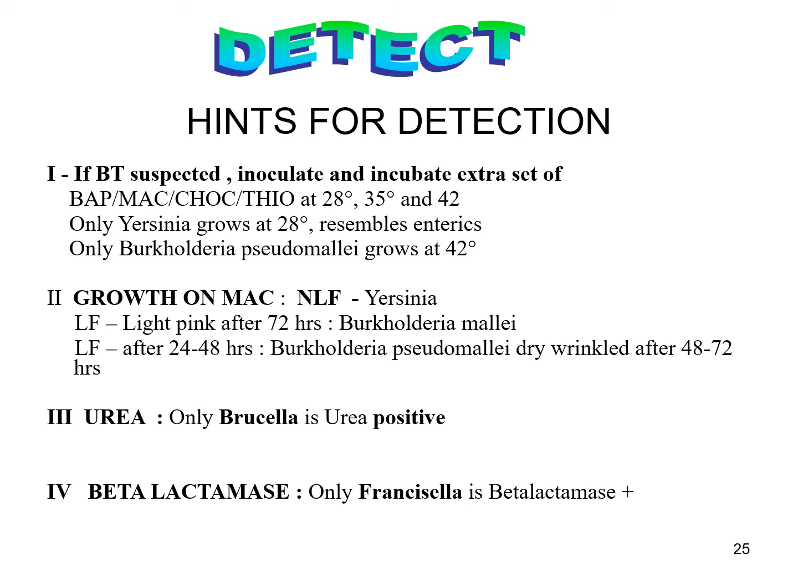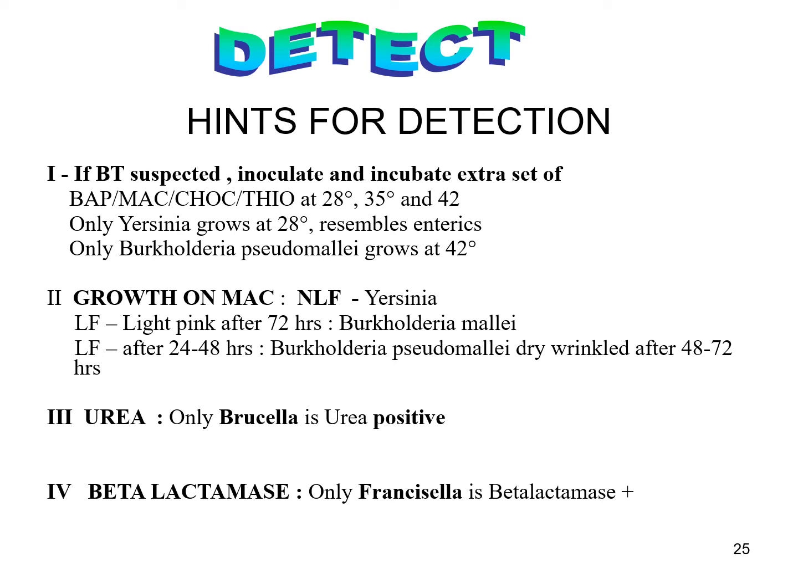There are a couple of helpful hints for detecting bioterrorism agents. Number one, if an agent is suspected, inoculate and incubate extra sets of blood agar, MacConkey, chocolate, and thioglycolate broth at 28 degrees, 35 degrees, and 42 degrees Celsius. Only Yersinia grows at 28 degrees, but it resembles some Anthrax, so that's a way to rule them out. And then only Burkholderia pseudomallei grows at 42 degrees.